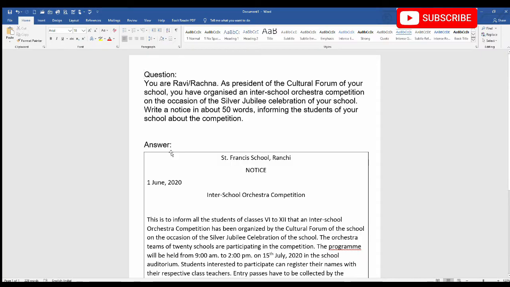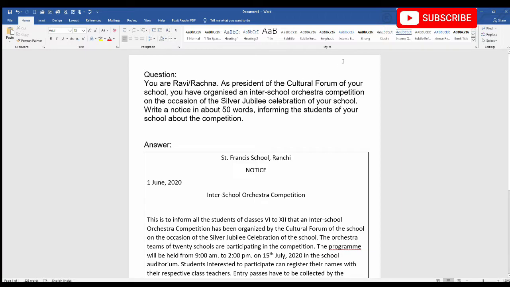Now we will look at an example to understand how we can ask all the 6 questions to verify that our notice writing is complete. So let's begin with one of the questions. Now students, here there is a question for you as an example. You are Ravi or Rachana.